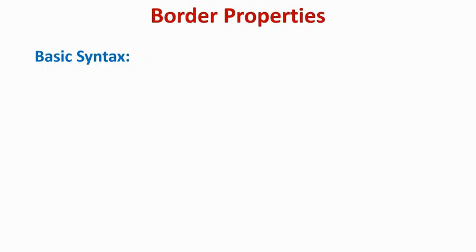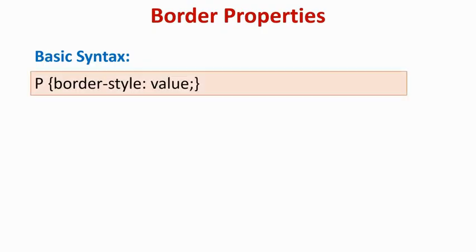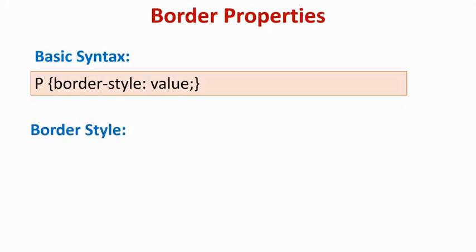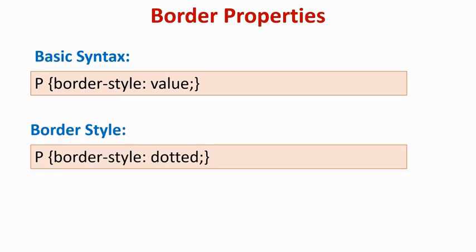Border properties. It allows you to modify the style, color, and width of the border of any element on the web page. This is the basic syntax for applying border properties. You can change the border style using this syntax. And the color of the border can be changed using this syntax.